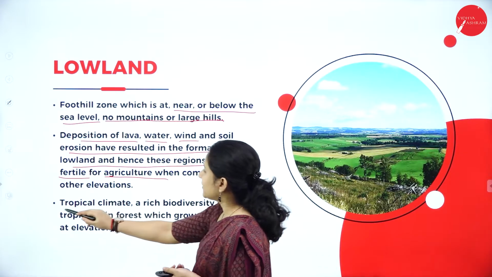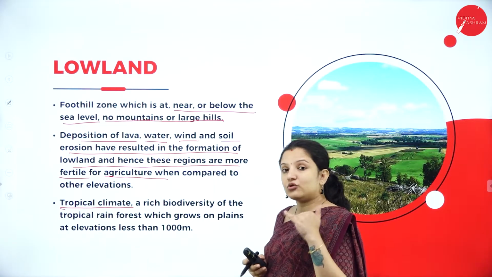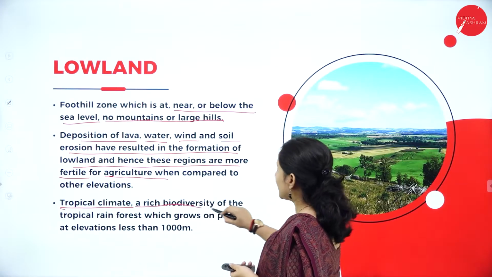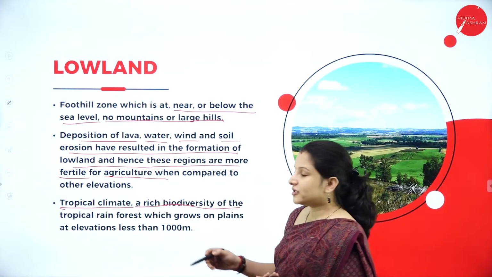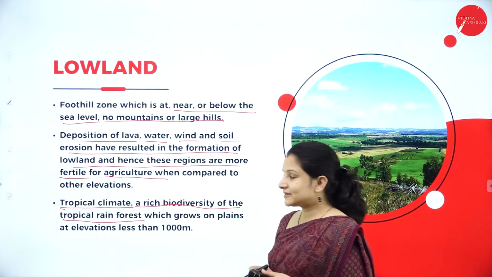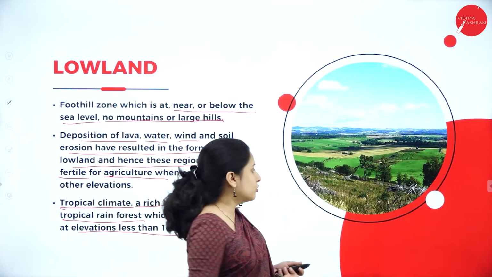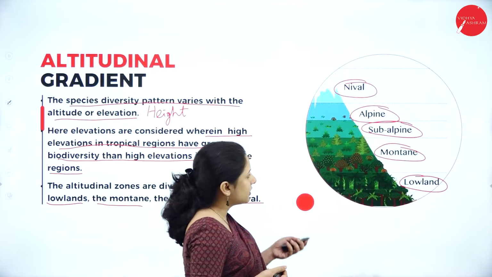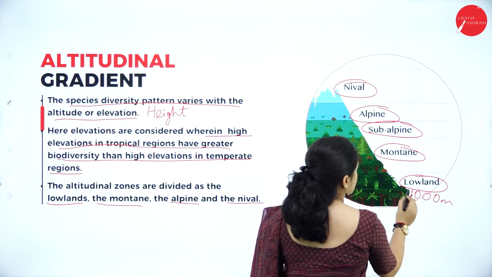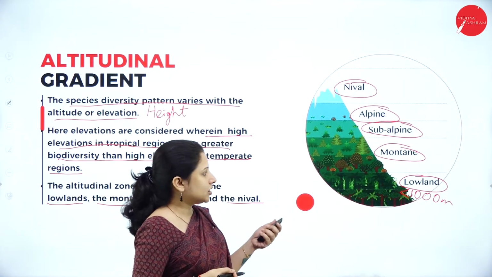Now, the tropical climate in the lowland. If the lowland is in the tropics, in those countries situated in the tropics, they will have a very rich biodiversity because they have tropical rainforest, which grows on the plains at elevations less than 1000 meters. So the lowland is at an elevation of less than 1000 meters. So this is about the lowland.